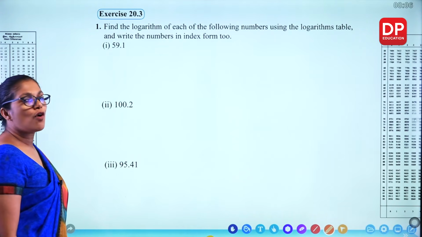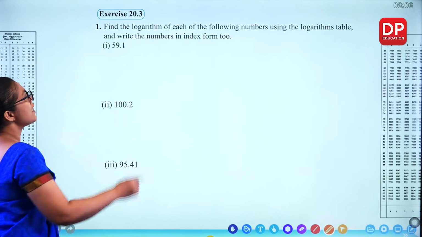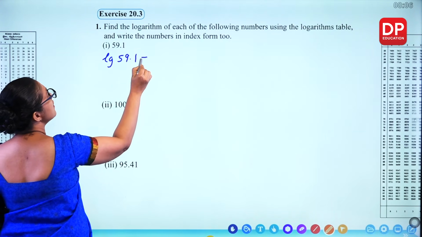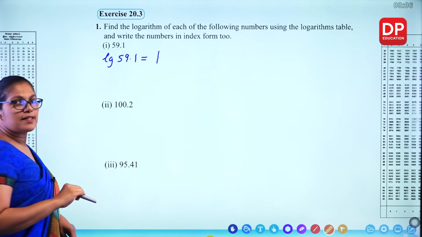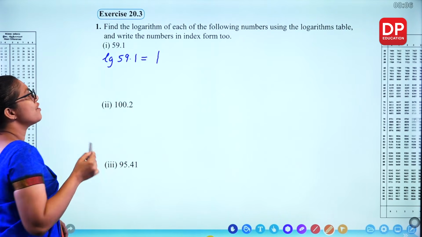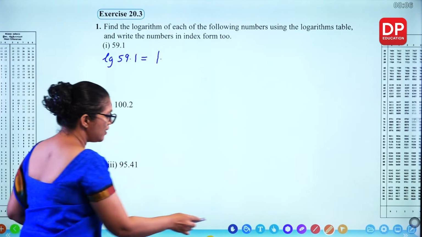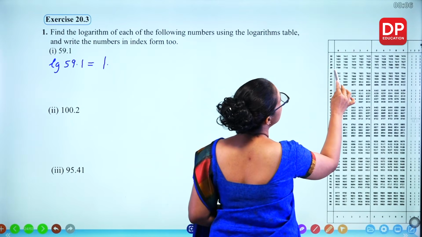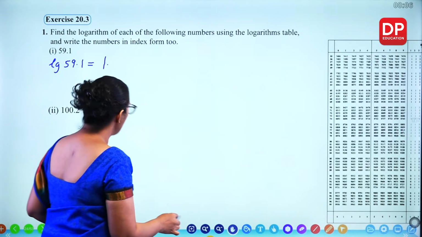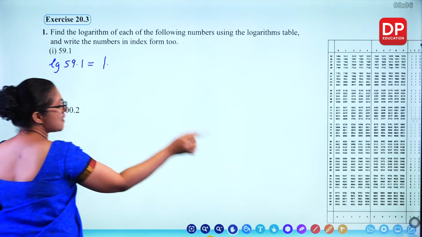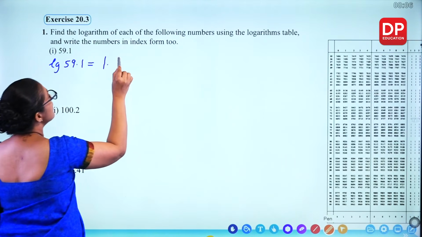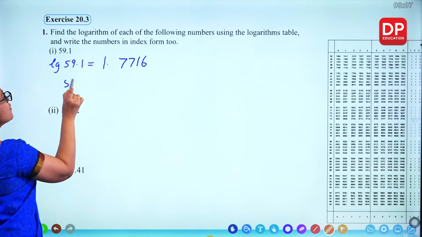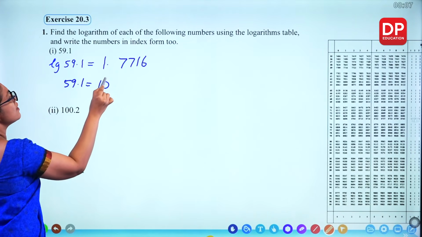Exercise 20.3. Find the logarithm of each of the following numbers using the logarithms table and write the numbers in index form too. 59.1. LG 59.1 is, characteristic is 1 because moving one place to the right. 59.1, refer from the table. Here 59.1 is 7716.